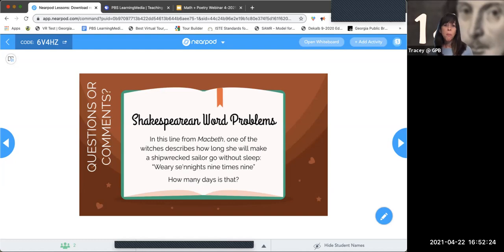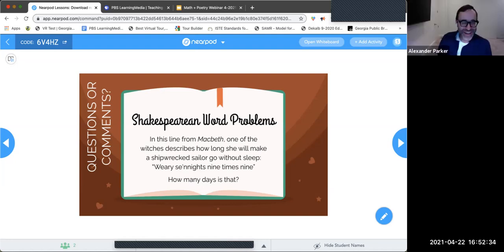Yeah. Well, we're at another pause, and this is another one where Alexander is going to jump in and tell us how everything he just taught us can be completely turned on its head sometimes. So this one was fun. It struck me when I read it very early on. In this line from Macbeth, one of the witches describes how long she will make a shipwrecked sailor go without sleep. And the line that she uses is, "Weary sennights nine times nine." So if you want to look at this as a formula, you certainly know what nine is, and you know what times is, and you know what nine is. The problem is you need to figure out what sennights means. And as any Shakespearean scholar, and I'll do the reveal here, you probably have a clue. Mike, would you like to have a stab at, speaking of Macbeth, what sennights is?